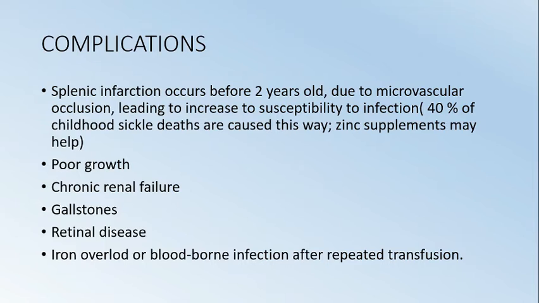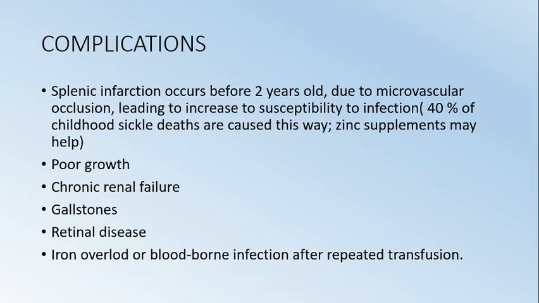So poor growth may also occur as one of the complications. Renal failure may also occur, and basically there is renal papillary necrosis, which produces hematuria, and the renal necrosis leads to renal failure. It's very common in adults, and it's also a late cause of death. And there may be gallstones as well as retinal disease.